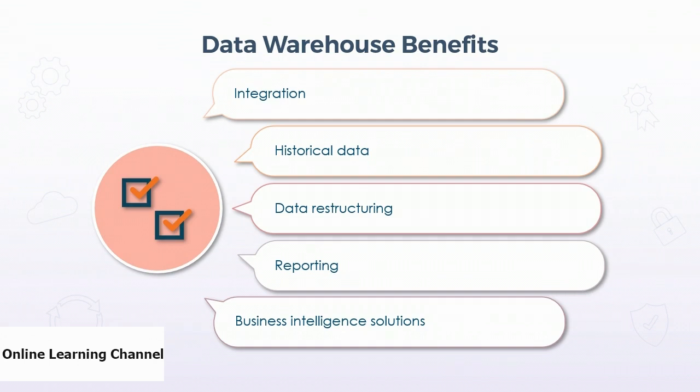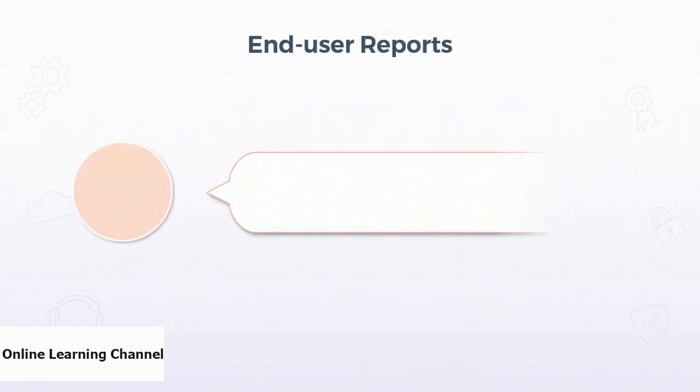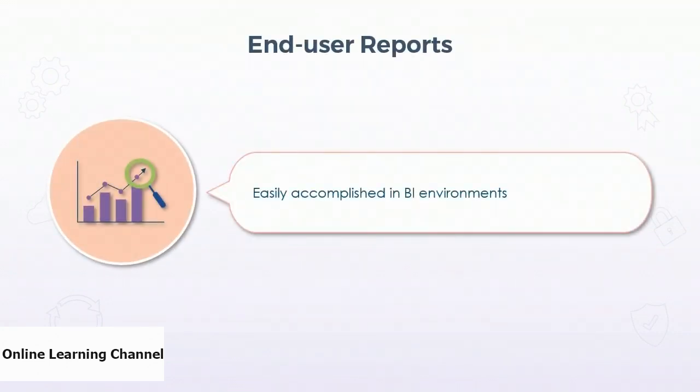We take the source data from multiple different appliances or applications, bring them in, integrate them, view all of our historical data, restructure any data that needs to be. Then we can pool our reporting and do all our business intelligence solutions. So it is a massive asset to any organization who wants to perform a lot of these complex analyses to change the way they run their business, change the products that they offer, whatever decisions that they need to make going forward. End user reports are easily accomplished in business intelligence environments.